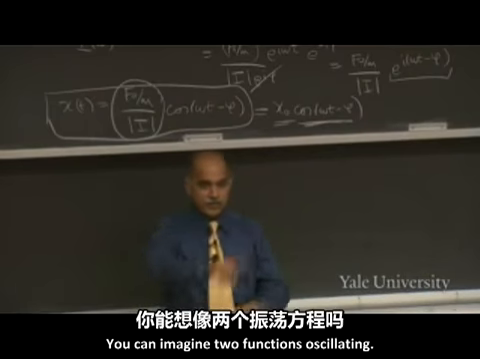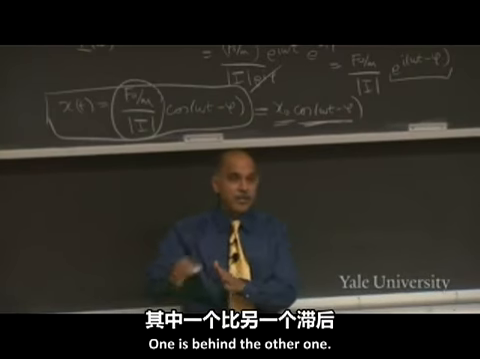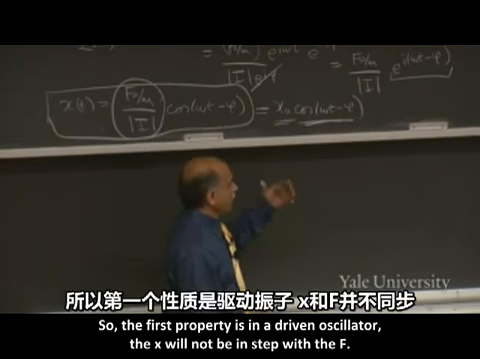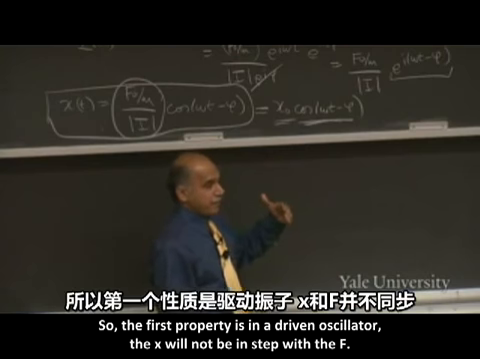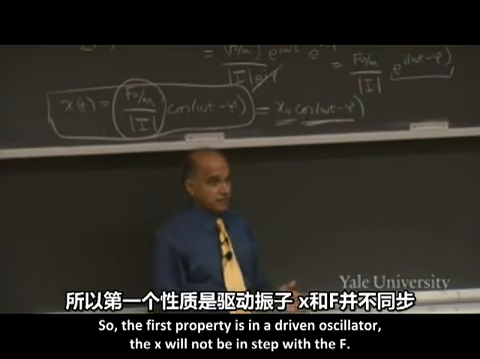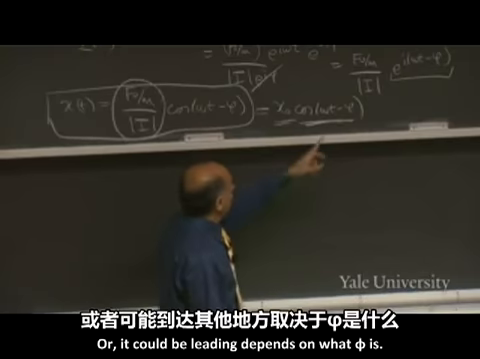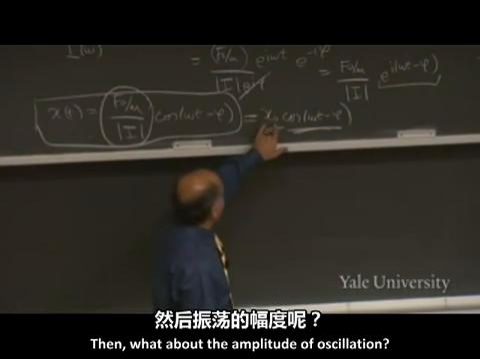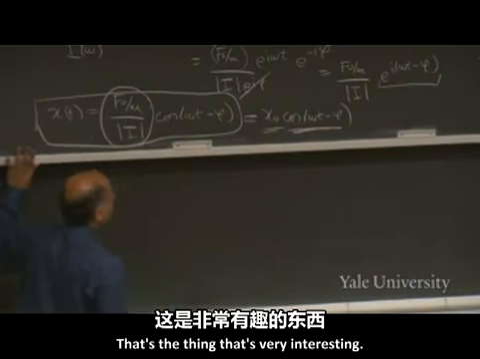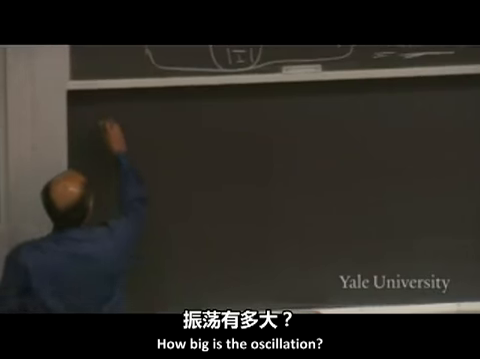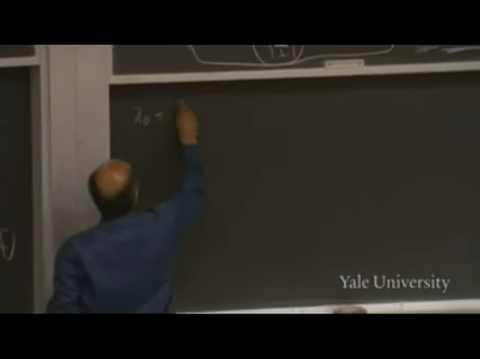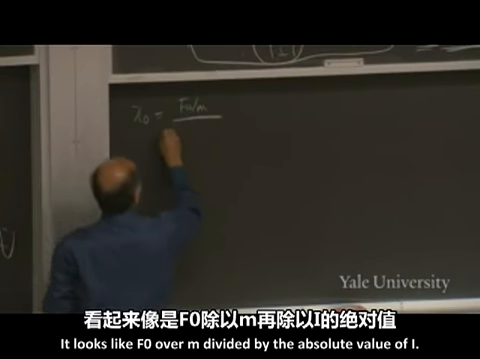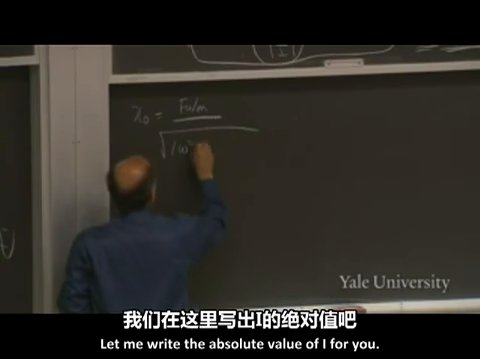You can imagine two functions oscillating. One is behind the other one. It reaches the maximum slightly later. So the first property is, in a driven oscillator, the x will not be in step with the f. It will be lagging, or it could be leading, depending on what phi is. Then what about the amplitude of oscillation? That's the thing that's very interesting. How big is the oscillation? It looks like f naught over m divided by the absolute value of I. Let me write the absolute value of I for you.